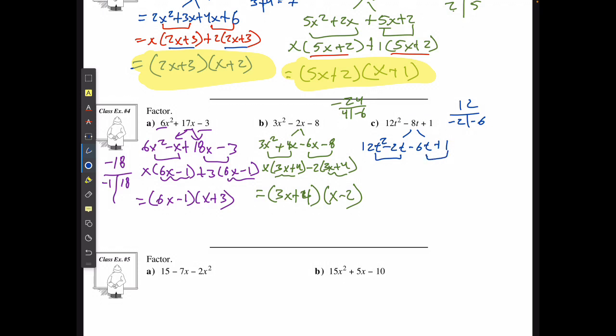I can divide 2t out of the first set, and I get 6t minus 1. And the second set, I'm going to divide out negative 1, and I'm left with 6t minus 1. What's in the brackets are the same, so I can say that this is going to be equivalent to 6t minus 1 and 2t minus 1.